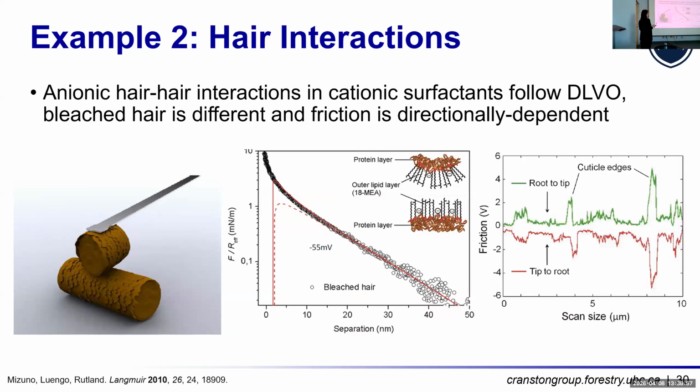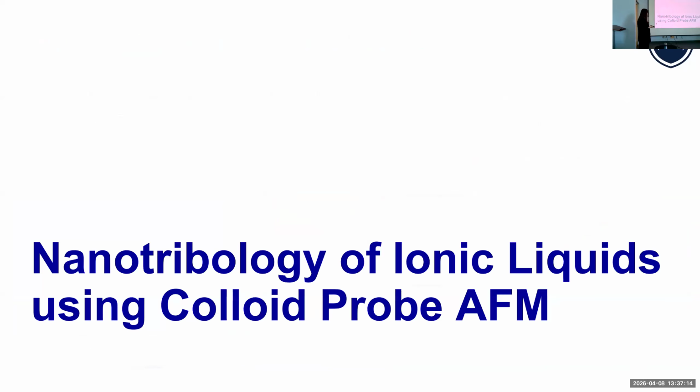And then when we look at the friction measurements, this is going from root to tip and from tip to root, with these big bumps being every time the cuticles sort of hit each other. And so you could really understand the structure and the friction and the interactions between hair as another example.